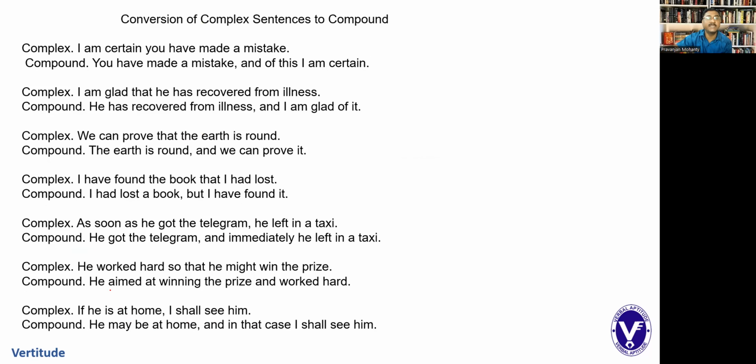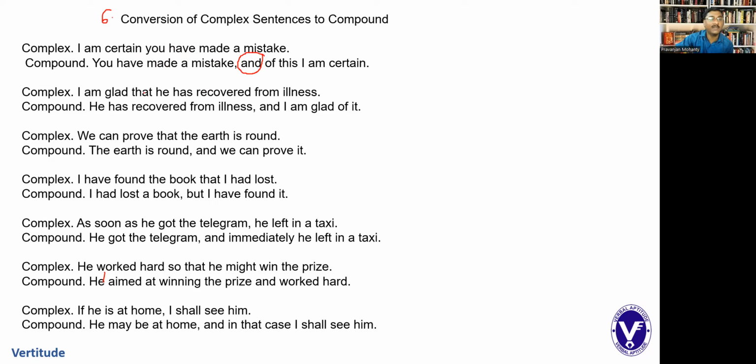Conversion of complex sentences to compound. Complex to compound. The previous one we saw was compound to complex. Now we'll change it from complex sentences to compound sentences. I'm certain you have made a mistake. You have made a mistake and... look at this. Please pay attention to the conjunctions that you have in this compound sentence, the coordinating conjunctions.